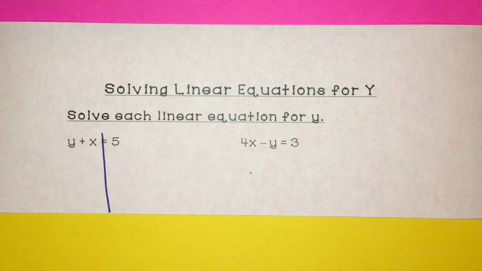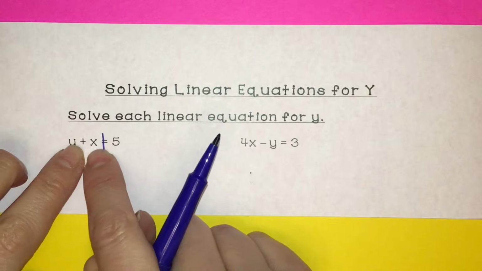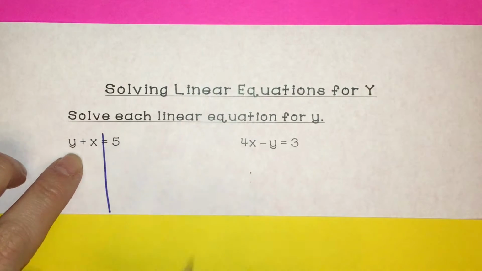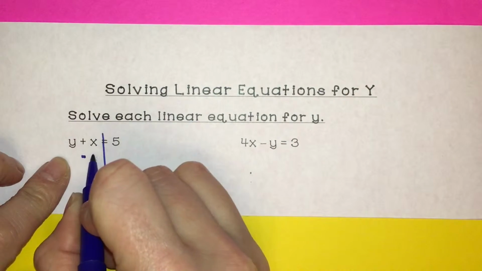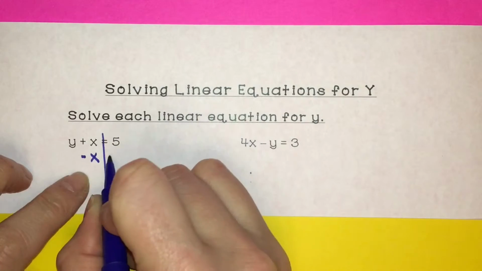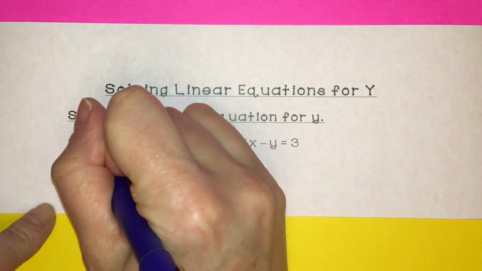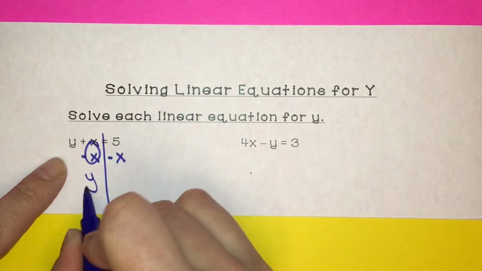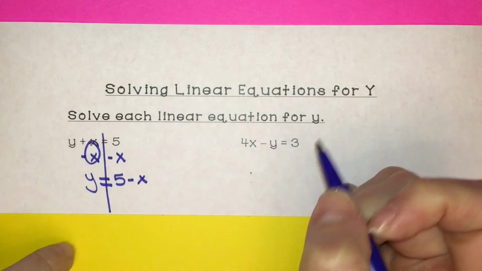Also, y has to be positive. It cannot have a number multiplied by it. So I'm going to move everything else to the other side. So in this case, I just need to move the positive x to the other side. I'm always going to do opposite operations to both sides of the equal sign. Because it's plus x, minus x is the opposite. But anything I do to one side, I have to do to the other. X minus x is 0. So I'm left with y is equal to 5 minus x.